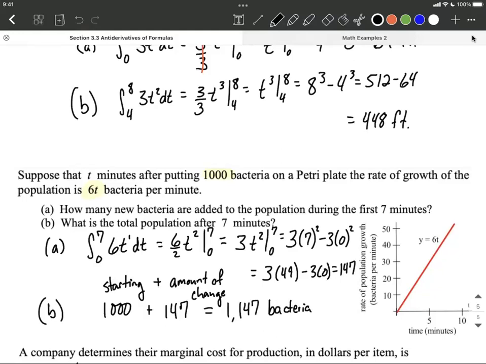All right, I hope this helps out as we're trying to model word problems using definite integrals. They're not too bad. Use that power rule, and you should be able to get through these. Good luck.